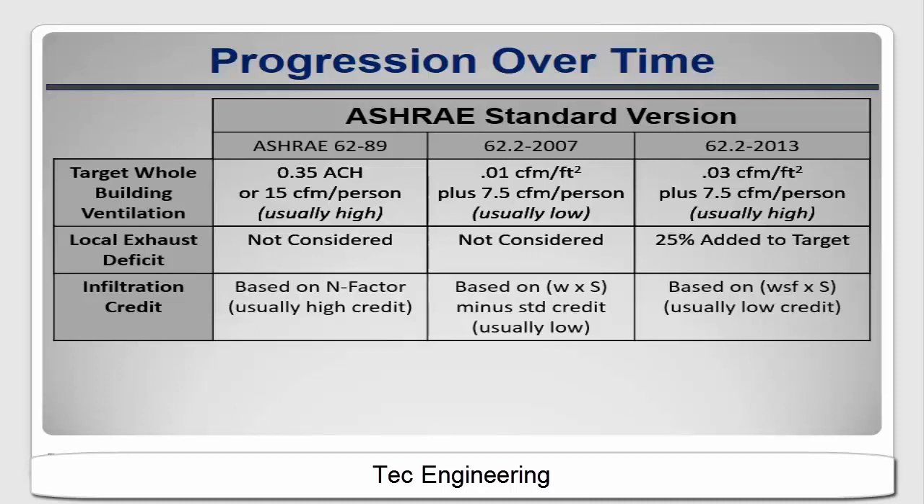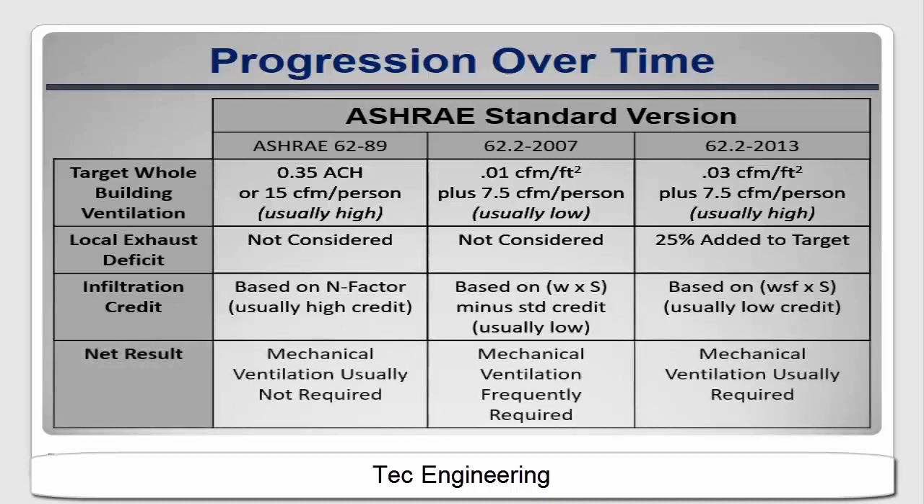Are we using similar assumptions when we do energy savings estimates? Those are good questions, and I'll leave it up to you to do more research if you're curious. The net result of all of this is that the 1989 version of ASHRAE 62 usually did not require mechanical ventilation. The 2007 version frequently requires it, and the 2013 version requires it in the majority of houses.